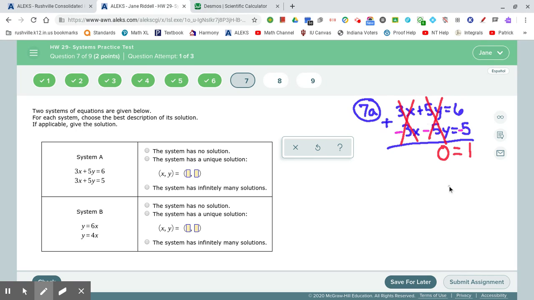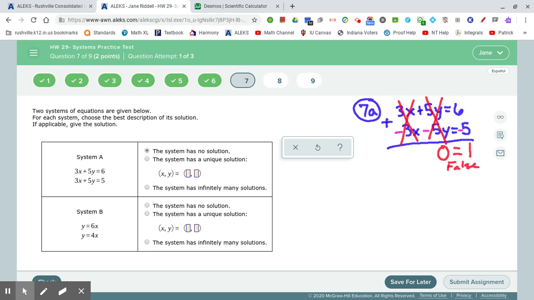So remember, if you have all of your variables that cancel, you're either going to have this case of no solution or the infinitely many solutions. Go back and look to see if your statement is true or false. In this case, it is false, which means that we're going to have the case of no solution. Had it been true, it would have been infinitely many solutions.